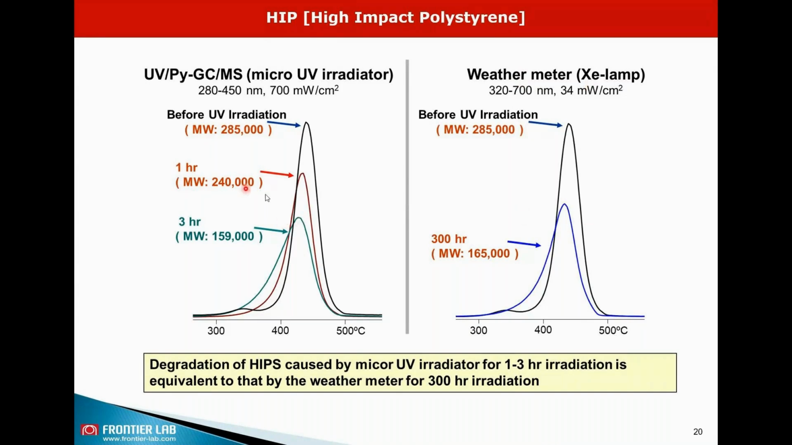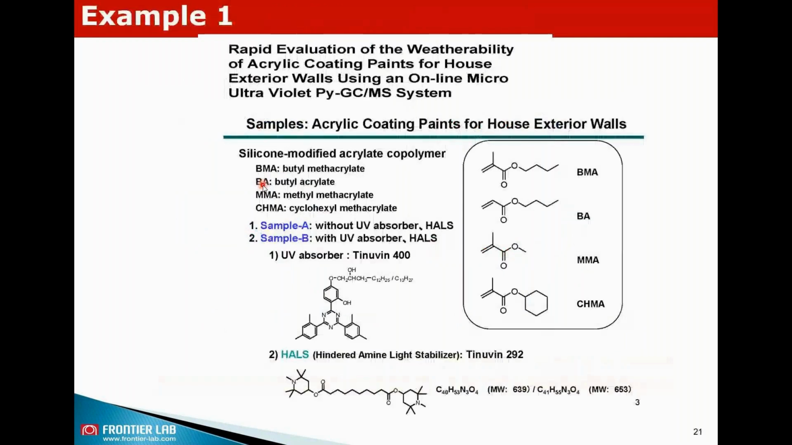Okay, by having this online micro UV radiator, you can really do this analysis or evaluation much faster compared to the traditional approach, whether it is with a weather meter or even atmospheric rooftop testing. So this is the key message that we are trying to put first. Use of the online micro UV radiator with PY-GCMS really helps you do this evaluation in a much faster way. Now, how does it really help in your real-time application?